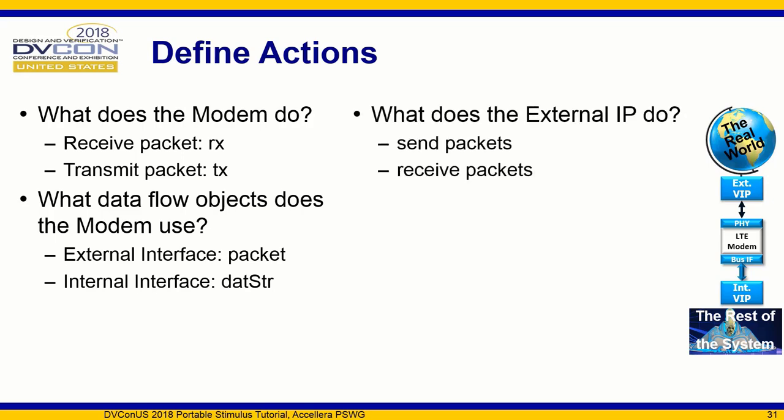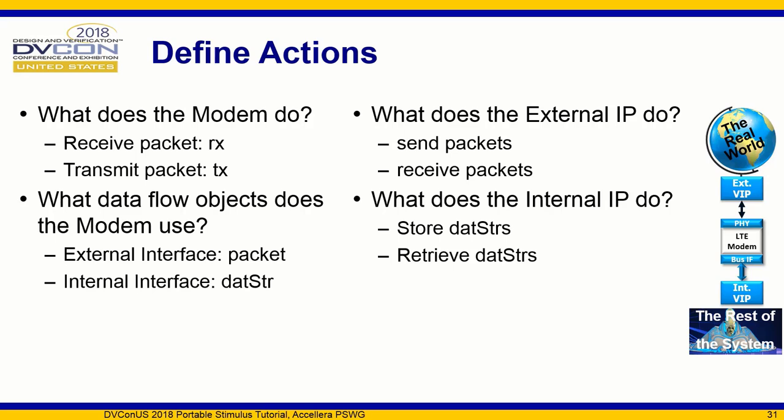So what does the external IP do? Right? It's modeling the real world. As far as this thing is concerned, all the real world does is it sends packets in and gets packets out. It might do other things, but we're not going to go there. Right? There might be interrupts, do whatever. All we're worried about for the purposes of this tutorial is it's going to send packets in and get packets out.